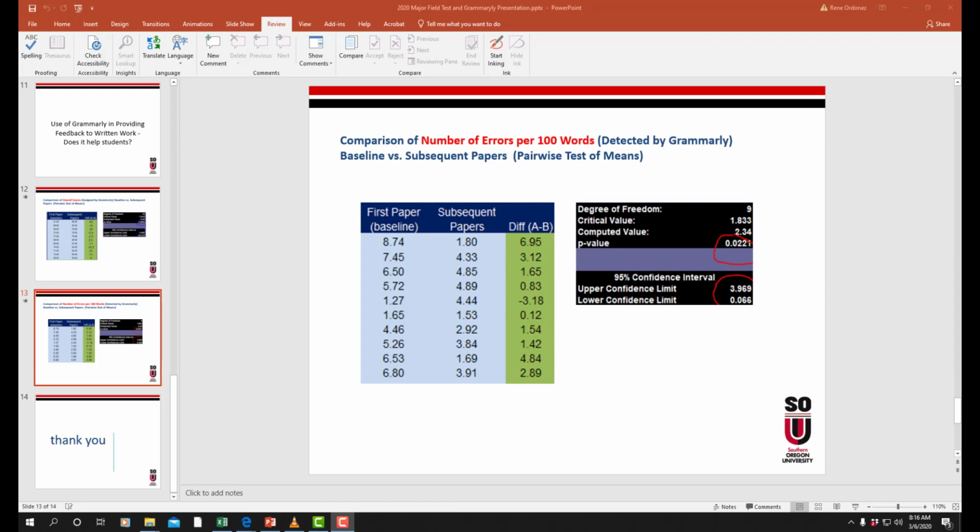So I think this is an initial indication that yes, the use of Grammarly does help students, not necessarily improve their writing overnight, but I think it tells us that with enough or detailed feedback on student writing, they will be more careful or probably proofread their work more, such that they produce better quality than if there was no detailed feedback on their work.